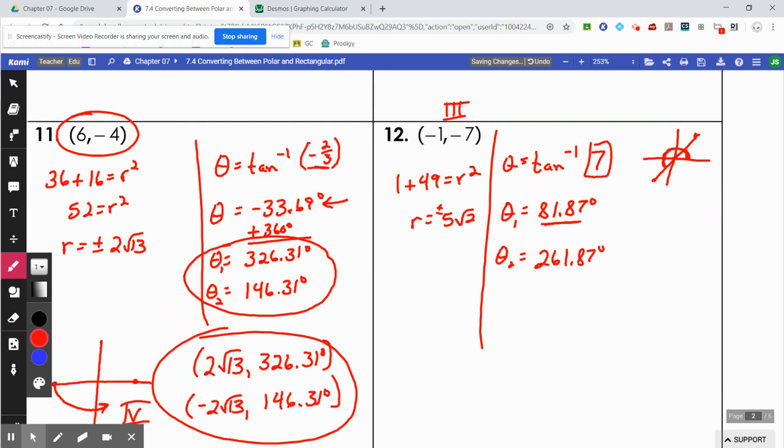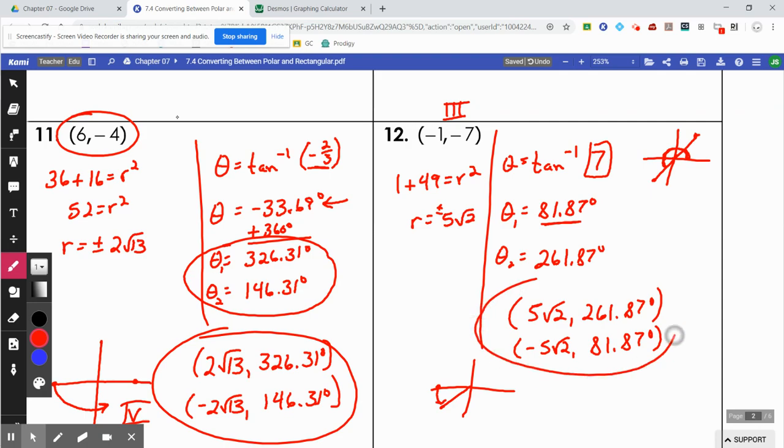So how do I get a third quadrant point? Let me sketch it down here. What if I go out 5 root 2? How do I end up in the third quadrant? I'd have to rotate somewhere between 180 and 270, so obviously that's going to match up with 261.87. Second scenario, what if I go left 5 root 2? What if my radius is a negative 5 root 2 and I want to end up in the third quadrant? Then I'm only going to have to go less than 90 degrees. That'd match up with the 81.87 degrees. And there's your two points.